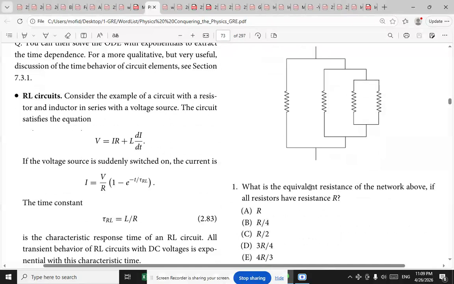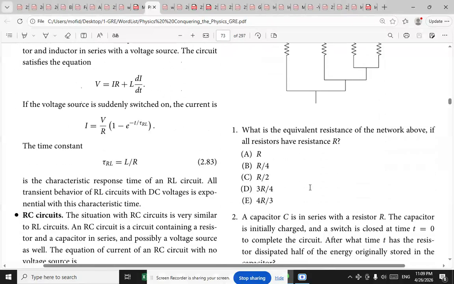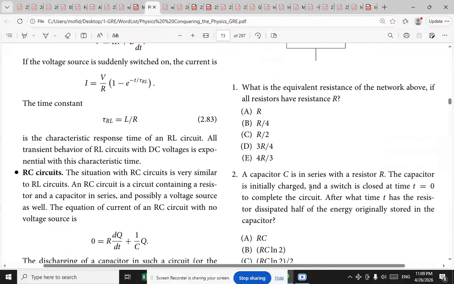The time constant tau_RL is equal to L divided by R, the characteristic response time of an RL circuit. All transient behavior of RL circuits with DC voltage is exponential, with this characteristic time.